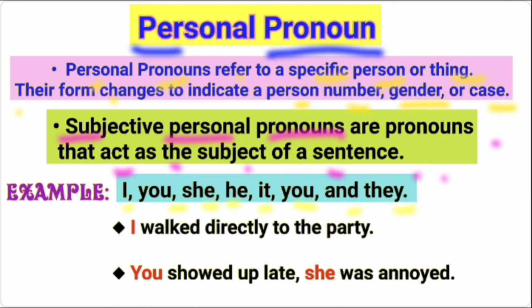Here are 2 examples for you to make it clear. I walked directly to the party. You showed up late. She was annoyed. So I, you, she, these are all subjective personal pronouns, and they are in red color.